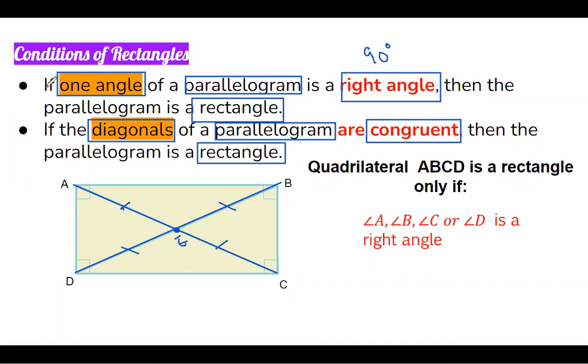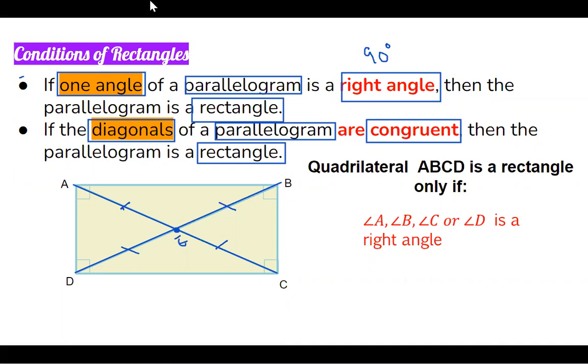Now the next condition, and it has to be either or. So it's either this is true or this is true. One or the other. You don't have to have both true. As long as you can prove one is true, then it's given for the rest. So my first one was to prove that I have a parallelogram, and if I do, and one of the angles happens to be 90 degrees, then we automatically have a rectangle. Or my diagonals being congruent to each other.